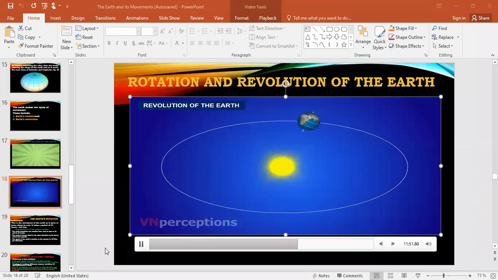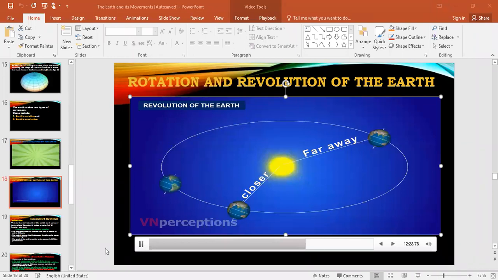Now if we see the revolution, the sun is not exactly in the center of the ellipse. Because it is not at the center of the ellipse, when the earth is revolving around the sun, there are times when it is closer to the sun, and there are times when it is far away from the sun. When the earth comes closer to the sun, the speed of revolution around the sun increases. And when the earth is away from the sun, the speed of revolution reduces. This is mainly because of the gravitational force of the sun.